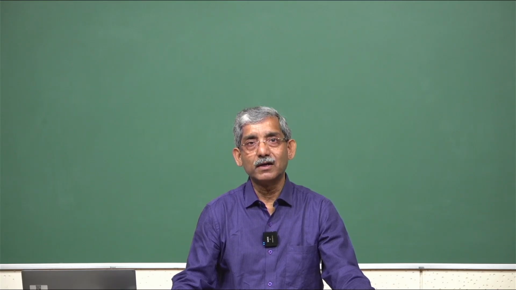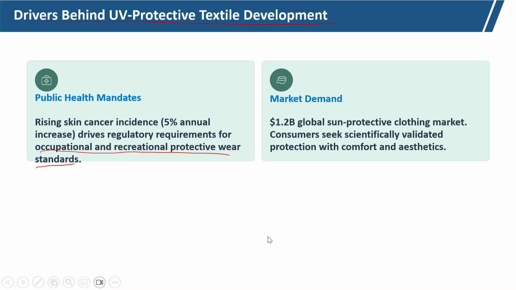Then market demand, you can see that world market demand is actually a $1.2 billion global sun protective clothing market. So, it is a huge market and it is increasing consistently. Consumers seek scientifically validated protection with comfort and aesthetics. So, that is there.